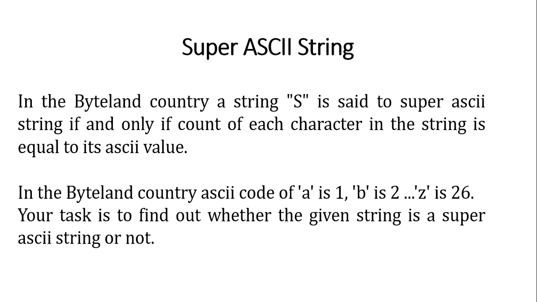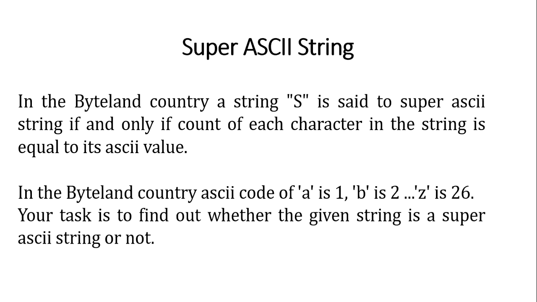In the first paragraph, what they are saying is we are going to accept a string from the user and check whether the given string is a super ASCII string. They say a string is a super ASCII string when the occurrence of each character in the string is equal to its ASCII value. Now let us understand what ASCII value is given here. In the byteline country, the ASCII code of A is 1, B is 2 and Z is 26. Your task is to find out whether the given string is a super ASCII string or not.